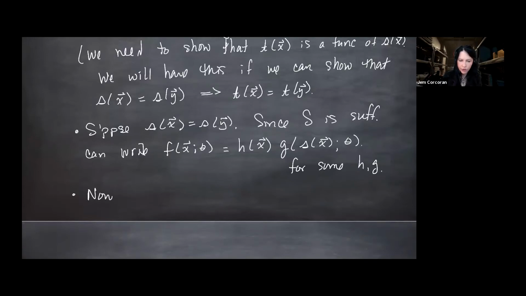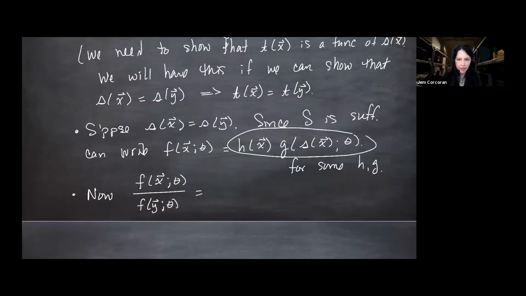Okay, so the ratio of f_x and theta over f_y and theta for any x and y is just going to be this with x's plugged in over that thing I circled with y's plugged in. But because I'm under the assumption that s of little x is equal to s of little y, the g parts of those are going to be identical. So plug that stuff in, and you're left with only h of x over h of y, which is theta free.